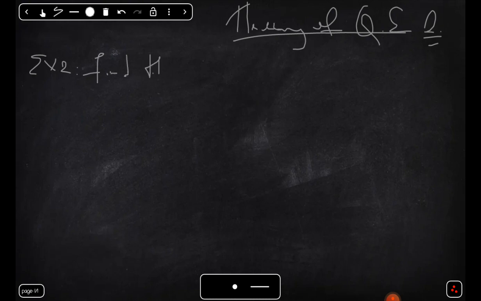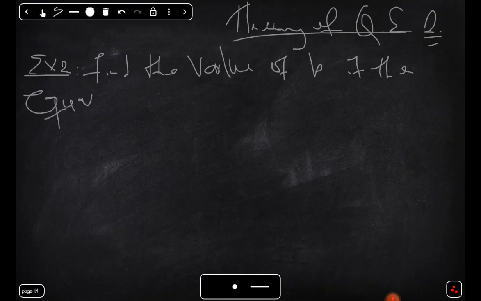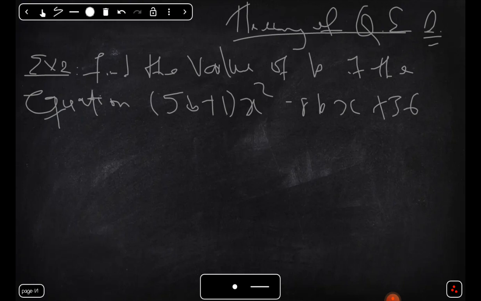Let's now look at example 2, which says: find the value of b if the equation 5b plus 1 x squared minus 8bx plus 36 equal to 0 has equal roots.